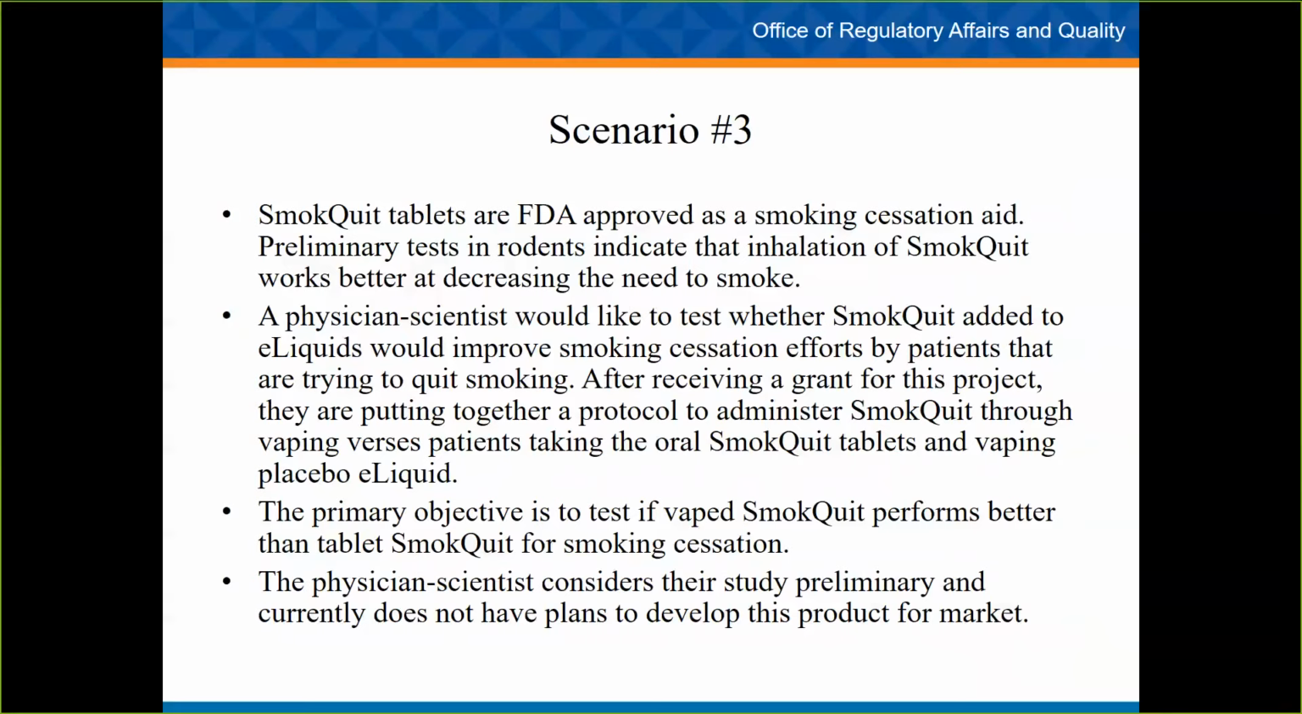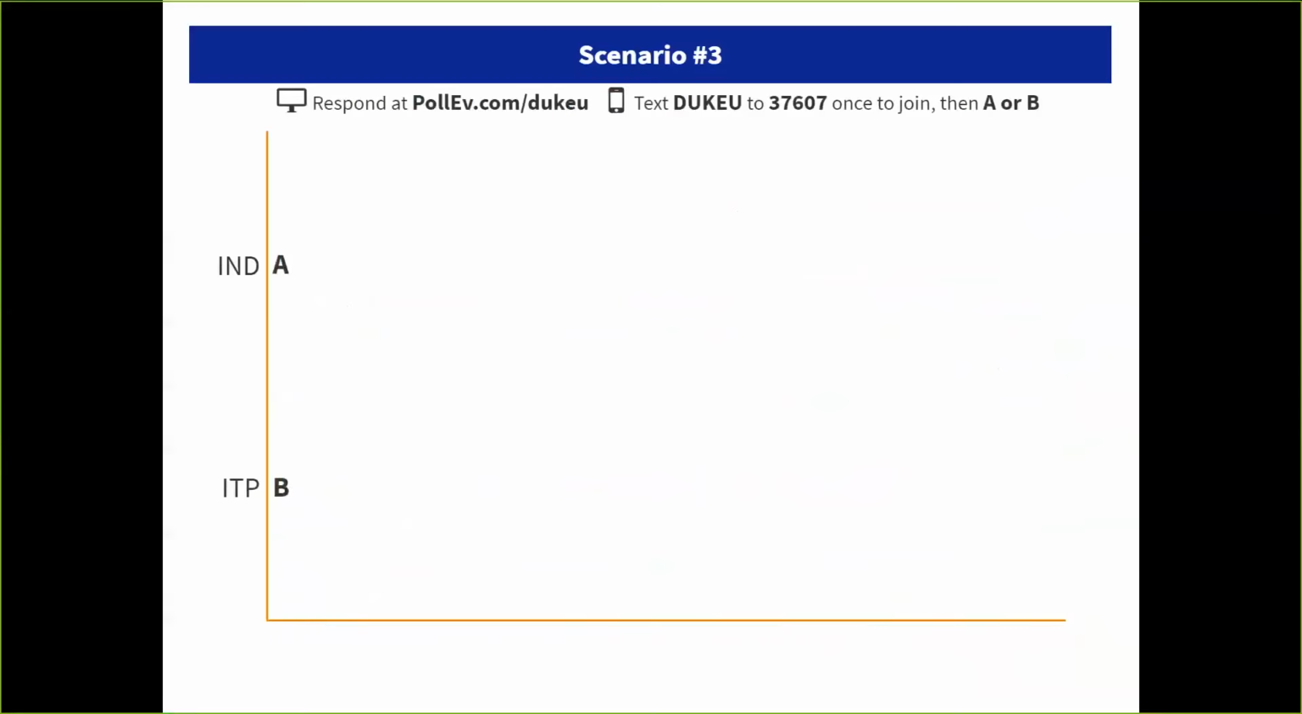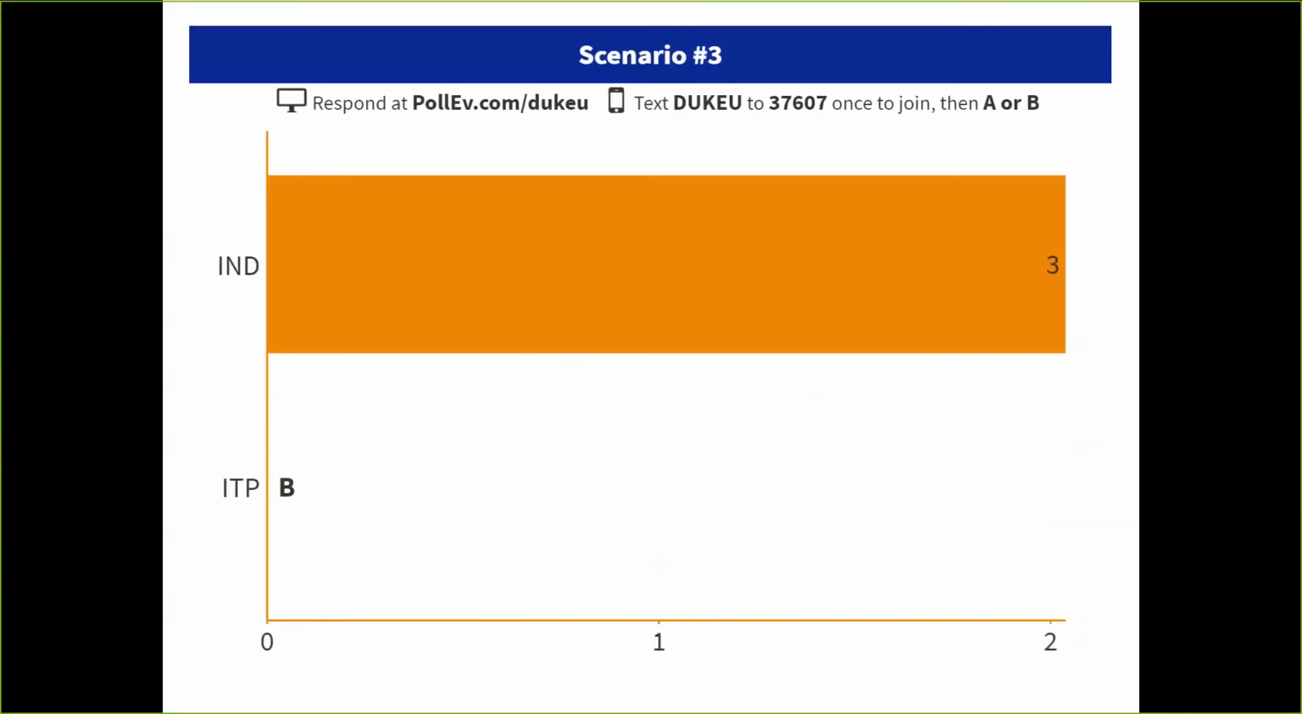The primary objective is to test if vaped smoke quit performs better than tablet smoke quit for smoking cessation. The physician scientist considers that study preliminary and currently does not have plans to develop this product. All right, IND or ITP?